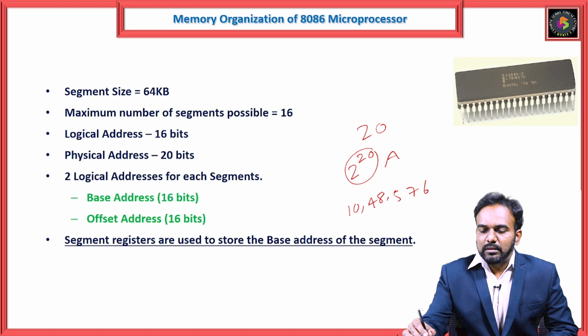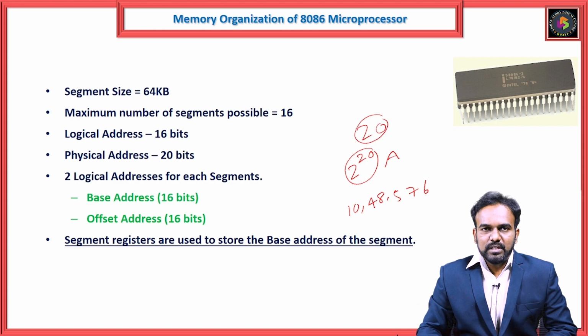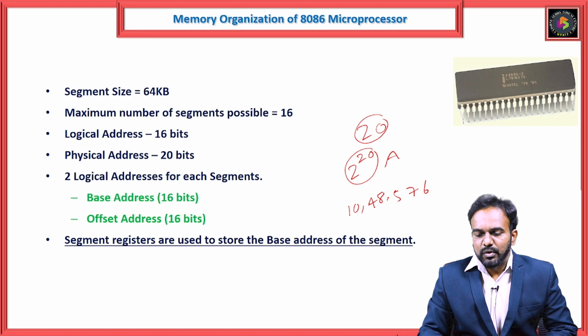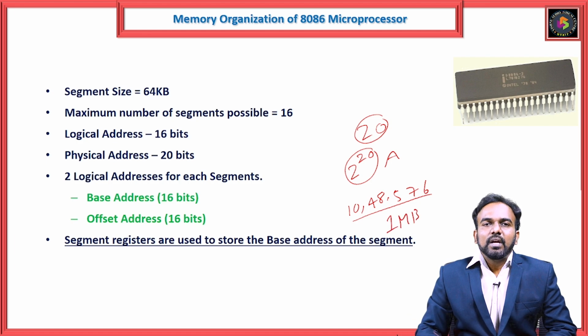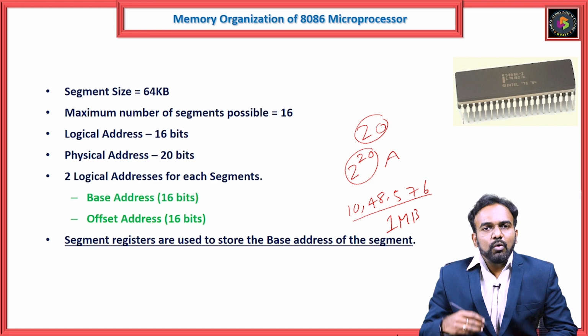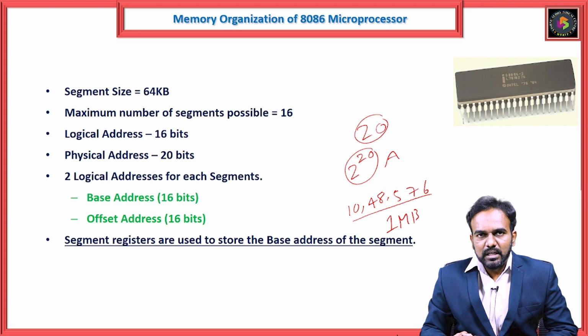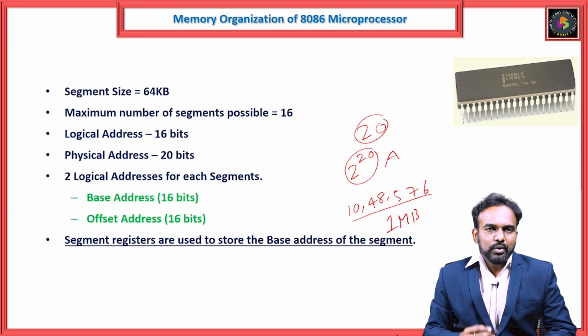By using the size of the address bus, we can calculate the total memory that can be accessed by the 8086 microprocessor. If you convert this number into MBs, the 8086 microprocessor can access a total of 1 MB memory space. In our today's topic, how the 8086 microprocessor organizes that 1 MB memory space for different operations, those things we are going to continue.